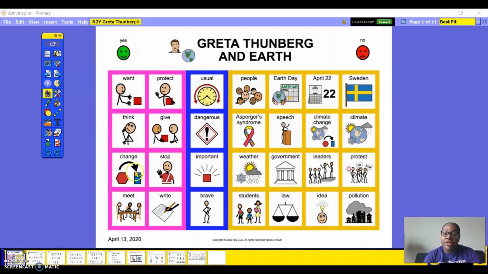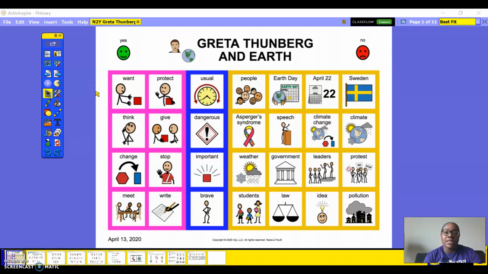I see change. That was in our last story. Change. This is stop. There are so many different symbols here. So maybe once we start reading, we'll get a better understanding of what our story will be about.